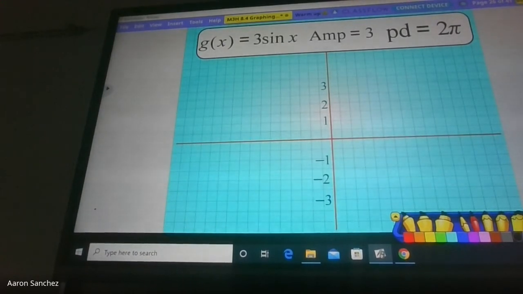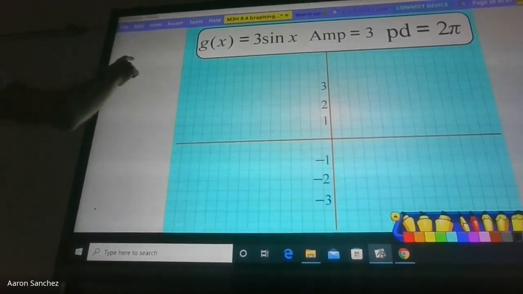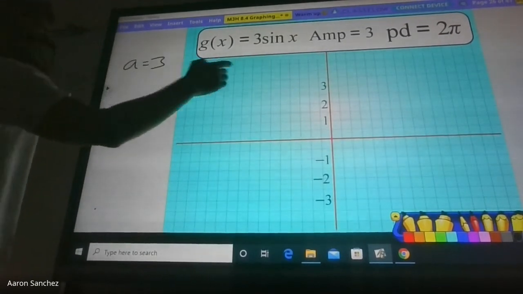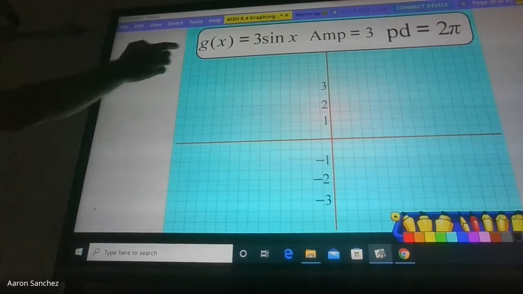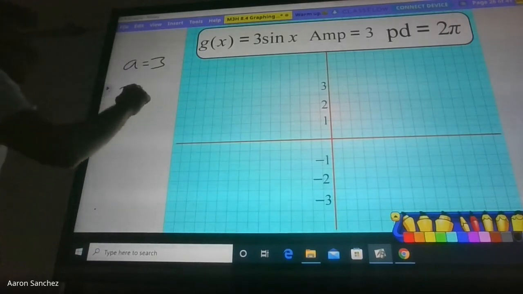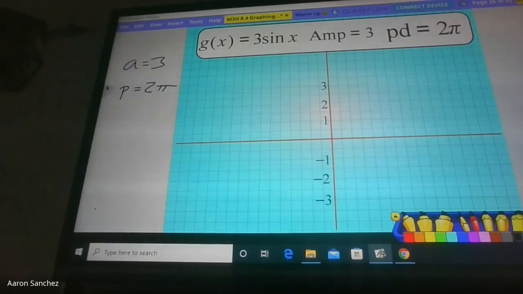We need to go up 3 because our amplitude is 3. I'll write it here. Amplitude is 3, so we need to have at least 3 there, right? And our period is 2 pi. Okay? Our period is 2 pi. Now this is going to answer your question you had before, Anthony. How do we know where to put the numbers and stuff? So this is going to help us show you how to do this, to know where to put the numbers.